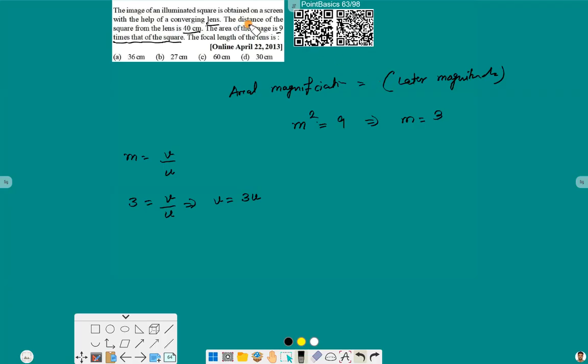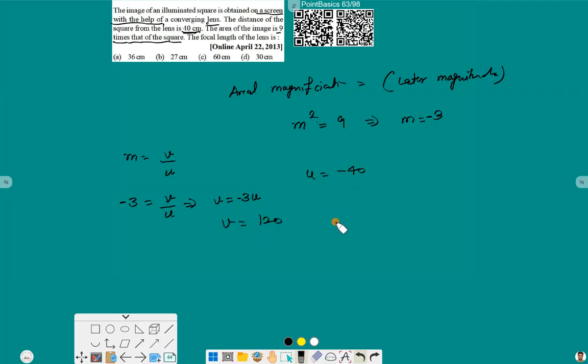To find out whether it is negative or positive, as mentioned here, the image is obtained on screen. If it is obtained on screen, it is a real image, so magnification will be negative. Now, the distance of the square from the lens is 40 centimeter, means u is going to be minus 40, so v will be equal to 120.